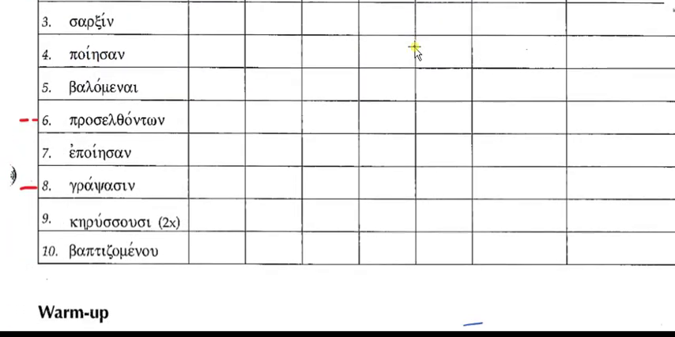Let's look at 3 then. Sarxin. Is that a participle? You don't think so? It is a noun. What's the noun? Sarx. What is the article that you learned with the word sarx? Yes. What gender is sarx then? It's feminine. What declension pattern does it follow? What's the root or the stem? It's sark with a kappa, right? It has a consonantal stem. And so it's third declension.